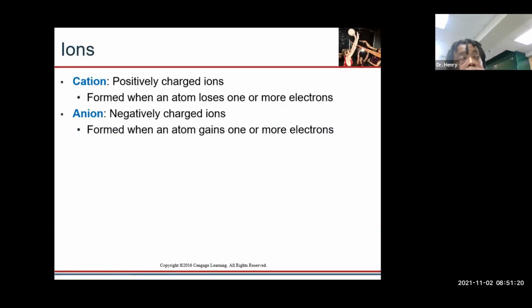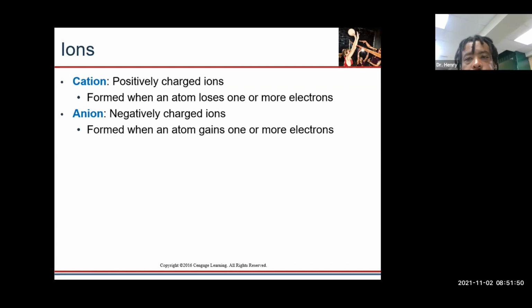So cations are going to be positively charged ions, and they're formed when the atom loses one or more electrons. And anions are negatively charged ions, and they're formed by gaining electrons. Remember, I said the way that you become stable, like the noble gases, is to either gain electrons, lose electrons, or share electrons.